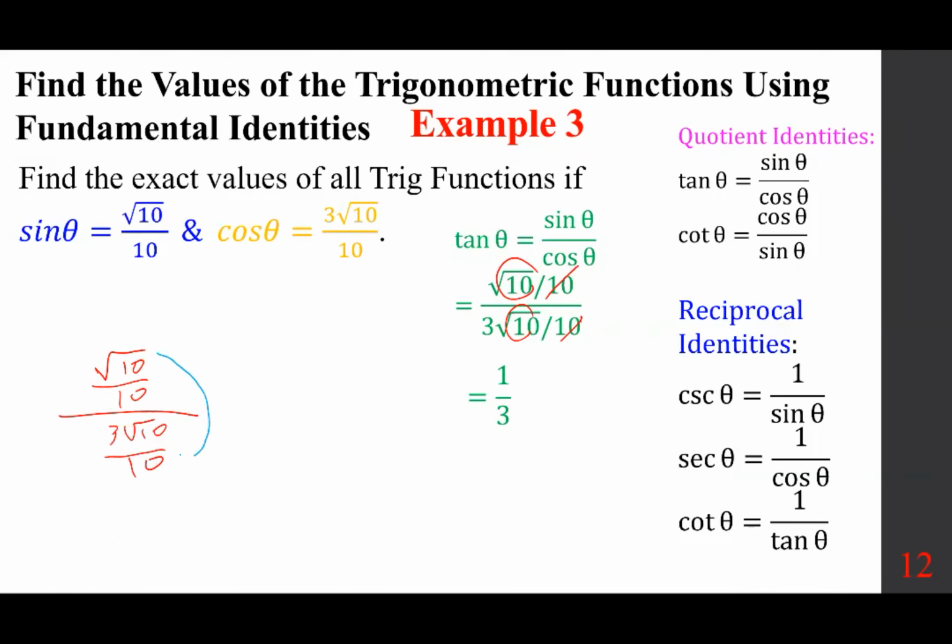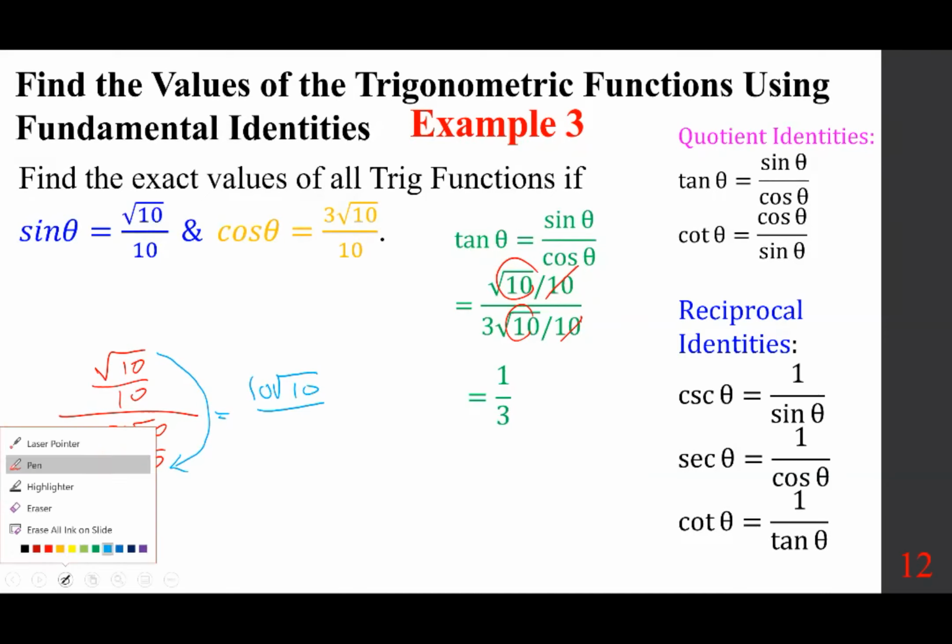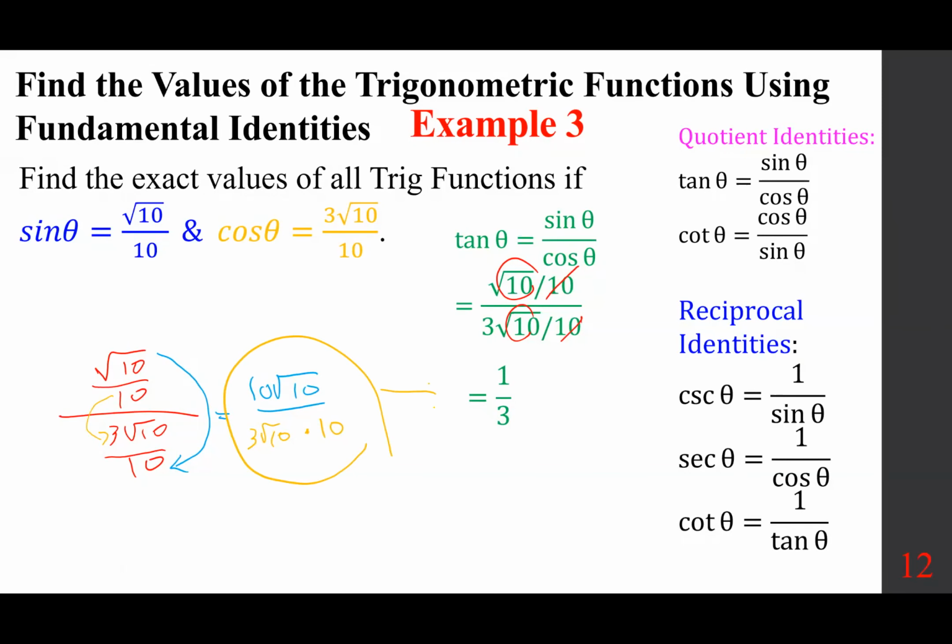You multiply the extremes and put that at top. You multiply the means, 3 square root of 10 times 10. And you see that everything drops except 1/3. So this becomes 1/3. Again, I'm just reminding you of how you do complex fractions. I hope nobody has any problem with that. All right.